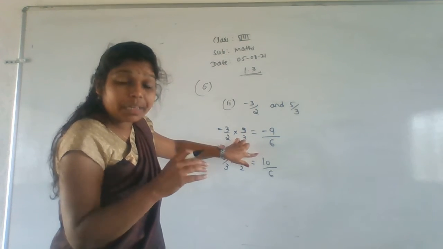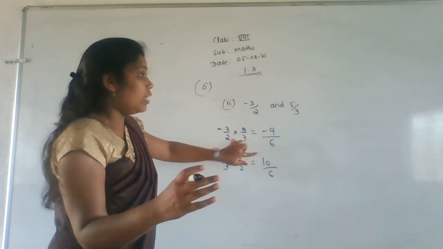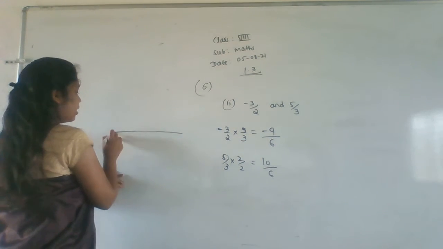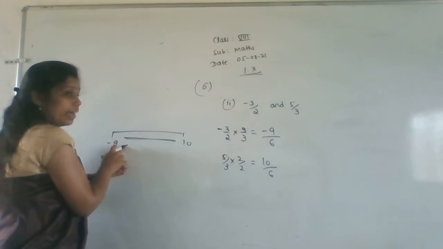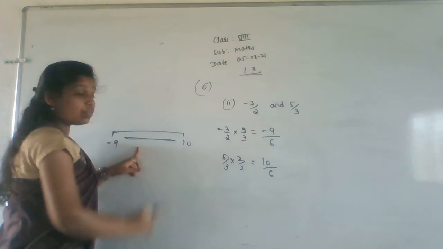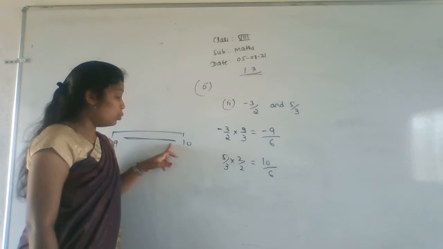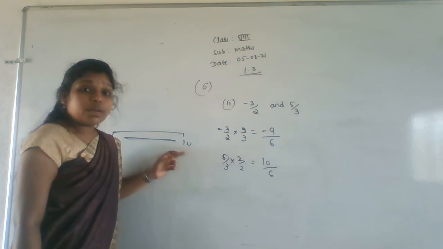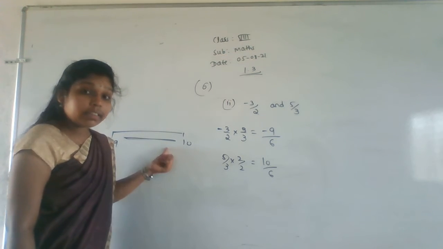There are so many numbers in between minus 9 to 10. See the number line here: minus 9 and here will be 10. In between these two, minus 8, minus 7, minus 5, minus 4, minus 3, minus 2, minus 1, 2, 3, 4 up to 10. Right? So there are so many numbers in between minus 9 and 10.